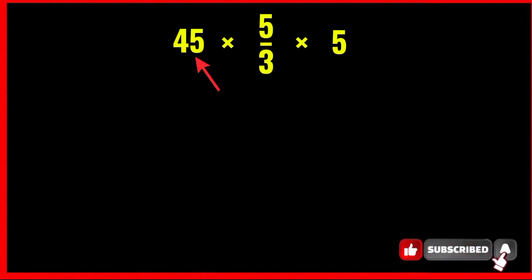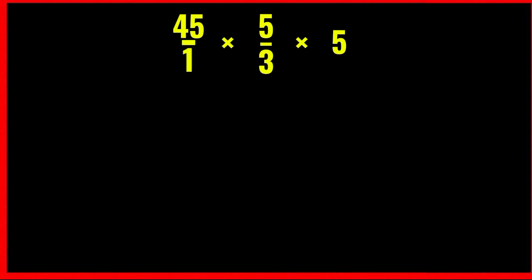First, write 45 as a fraction. 45 is the same as 45 over 1. Now keep 45 over 1 unchanged. Change the division sign into multiplication. Then flip 3/5 into 5/3. Finally, bring down the last multiplication by 5. Now the expression becomes 45 over 1 multiplied by 5 over 3 multiplied by 5.